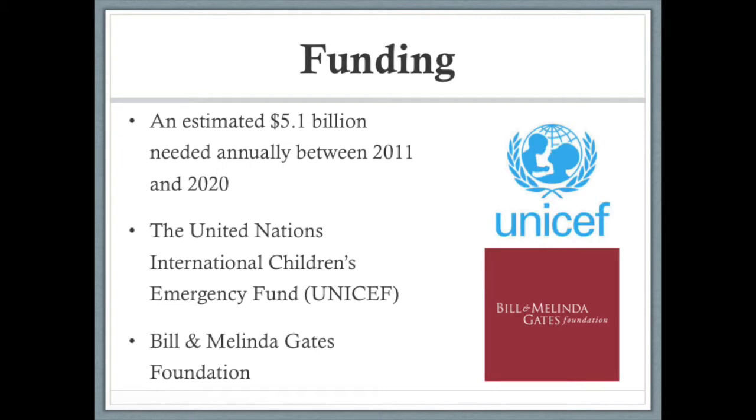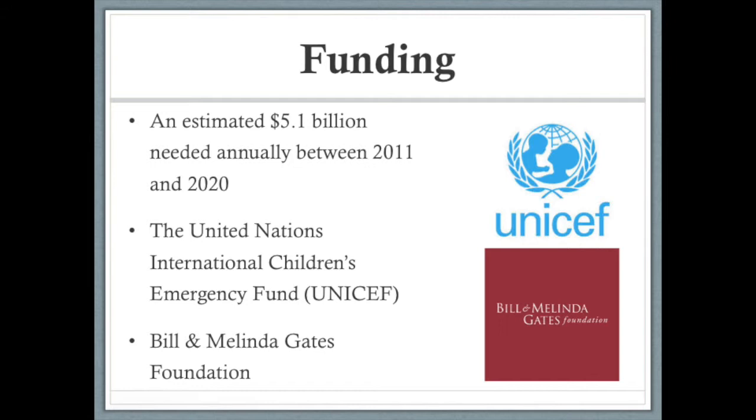Over the years, funding for malaria has increased. In order to have the best international resources and prevention, we will need an estimated $5.1 billion annually between 2011 and 2020. Unfortunately, that goal has not yet been met.